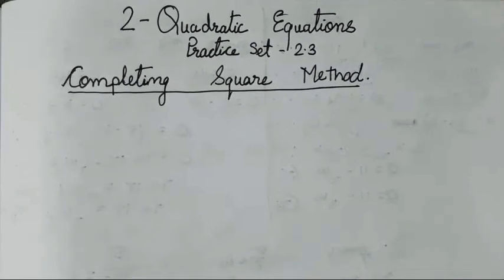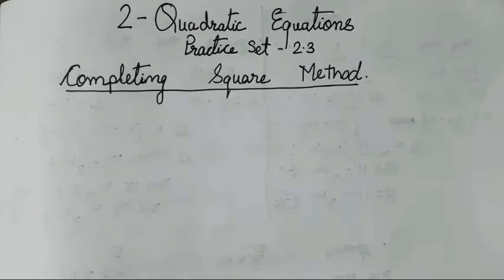Today we are going to study chapter number 2, Quadratic Equation, practice set number 2.3. In this section we are going to learn about the completing square method. The other two methods for solving quadratic equations I have already explained. For 2.1 and 2.2 practice sets, the link of those videos is given in the description box. You all can go and watch it.